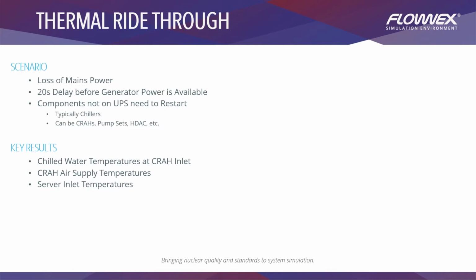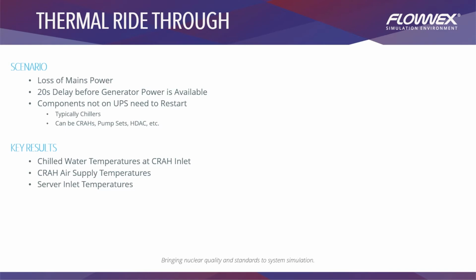The reason for this is typically because major components in the system are not on UPS. These components could be chillers or CRAHs or fan walls or pump sets. And these components not being on UPS essentially means that the components go through a restart cycle. And in that restart, they're not able to provide the same level of cooling. And we see an increase in the chilled water temperatures that are used to cool the air in the actual data halls themselves.